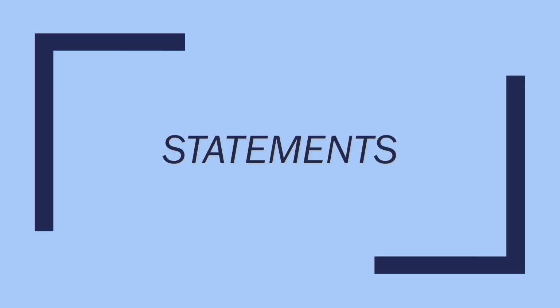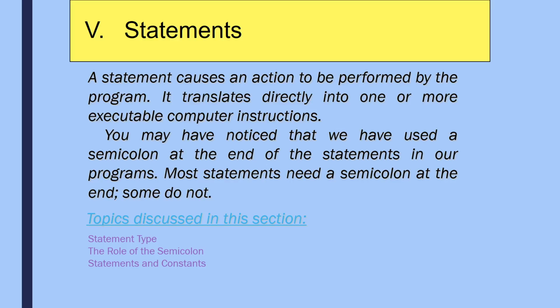So now let us have the statements. A statement causes an action to be performed by the program. It translates directly into one or more executable computer programs or computer instructions. You may have noticed that we have used a semicolon at the end of the statements in our programs. And most statements need a semicolon at the end, and some do not.